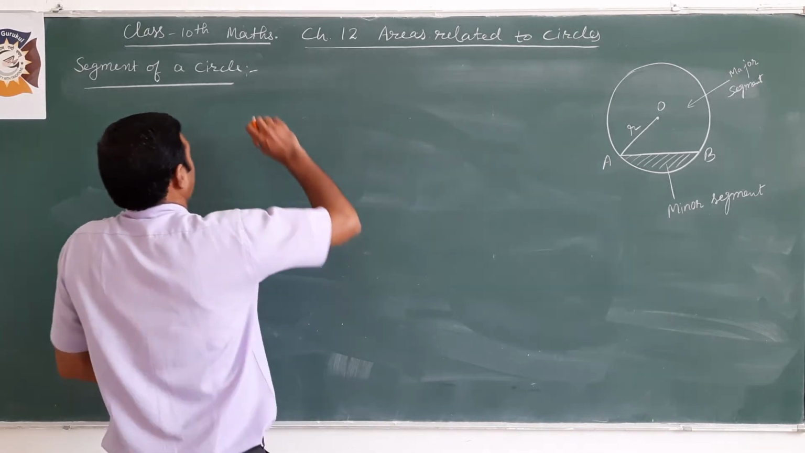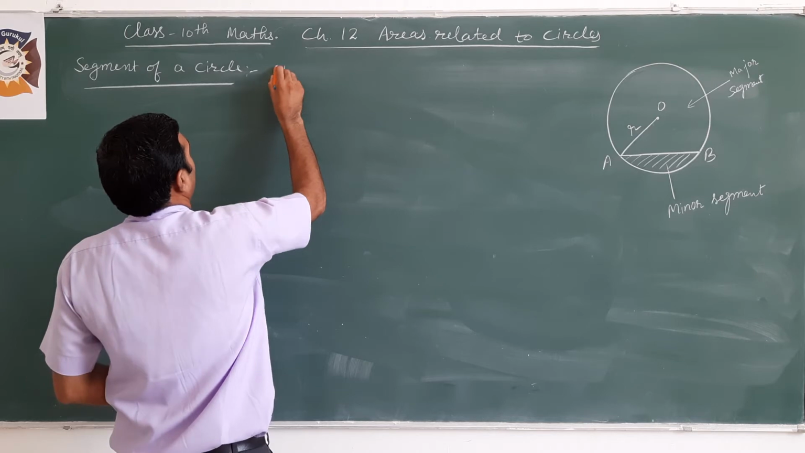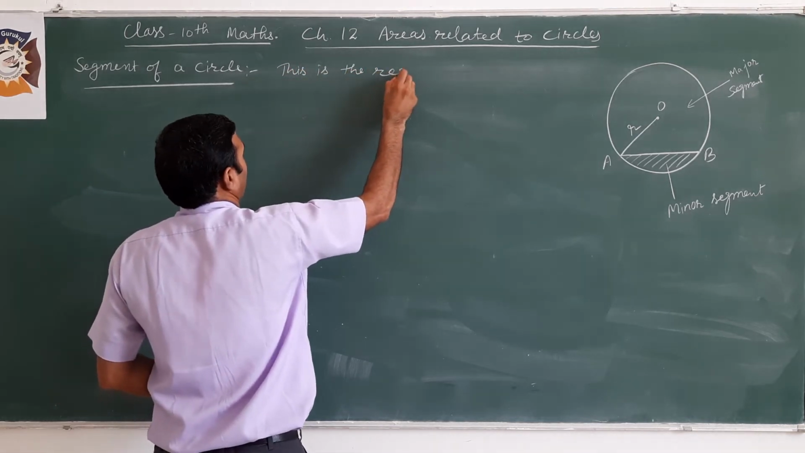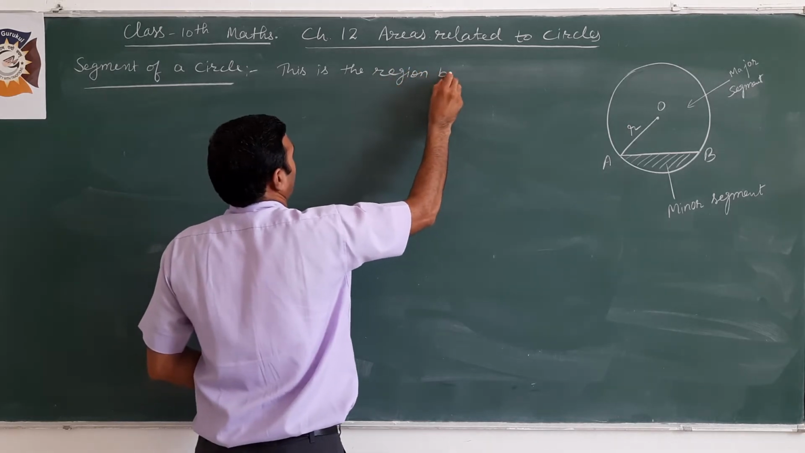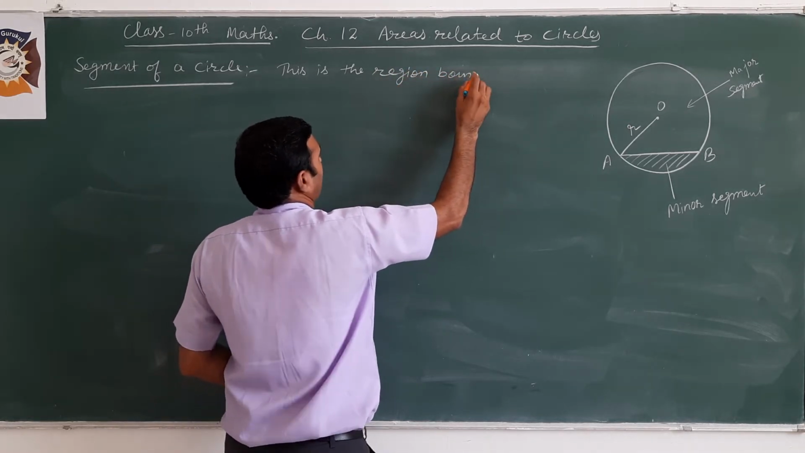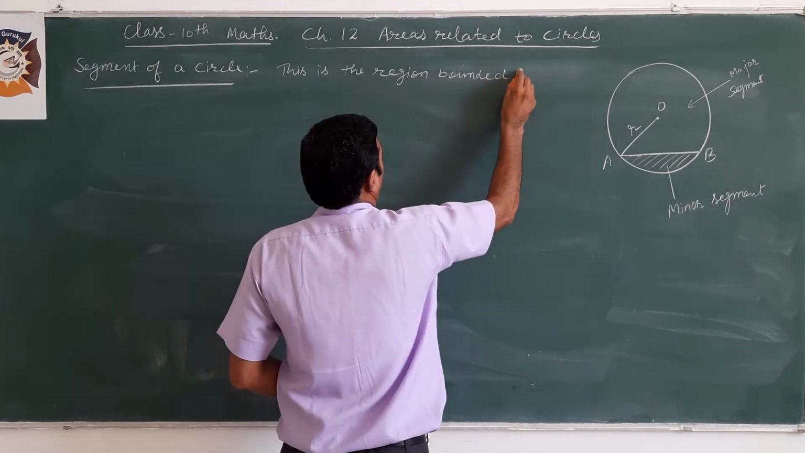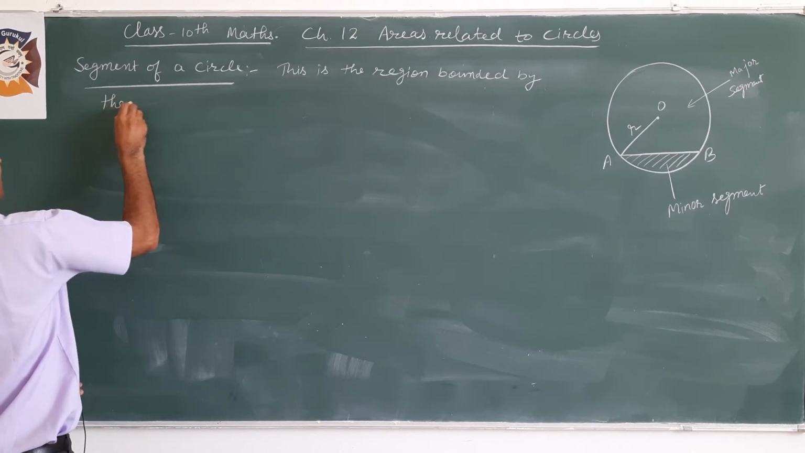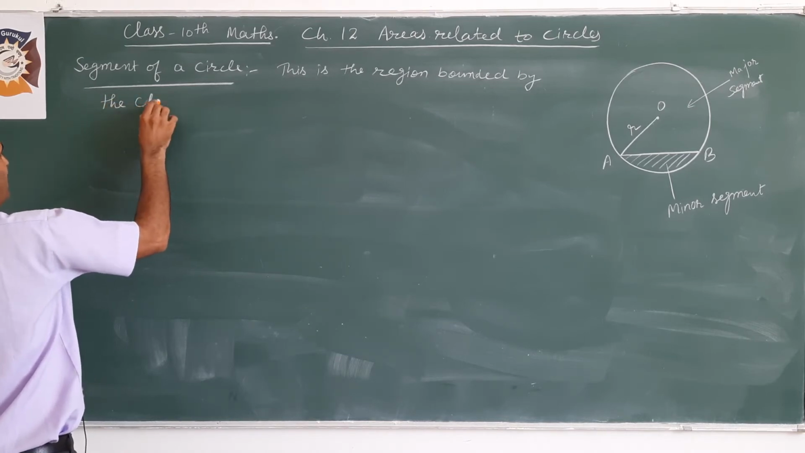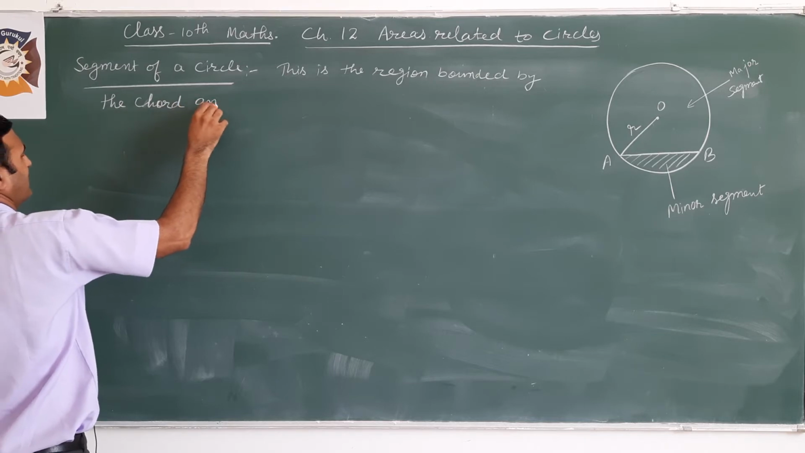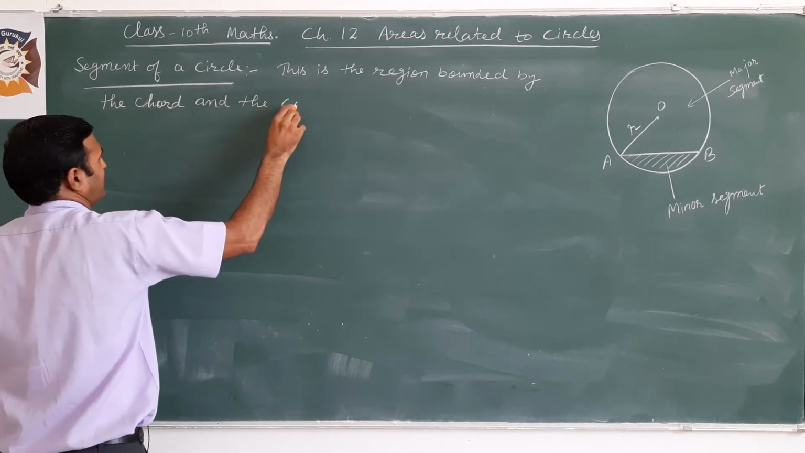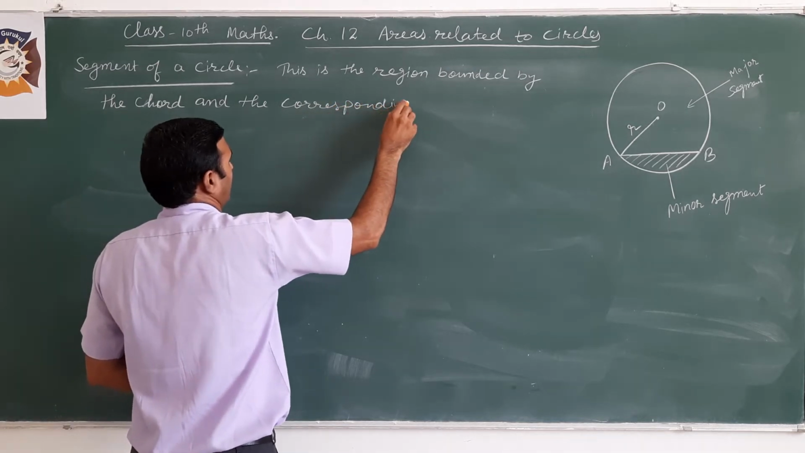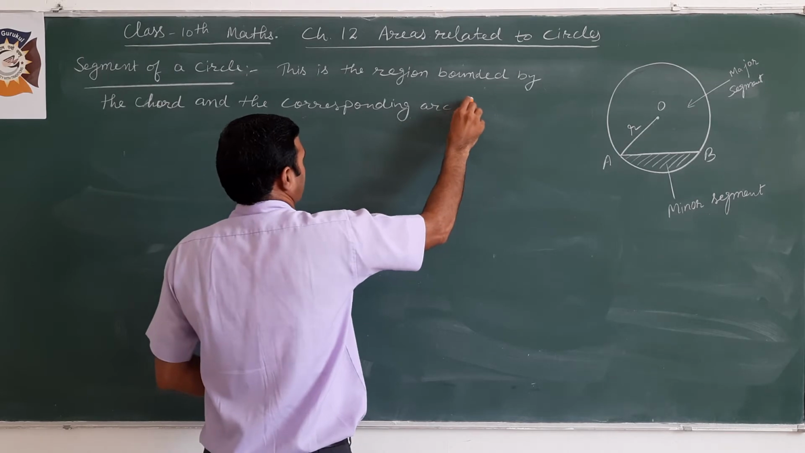So what is the segment? This is the region bounded by the chord and the corresponding arc of the circle.